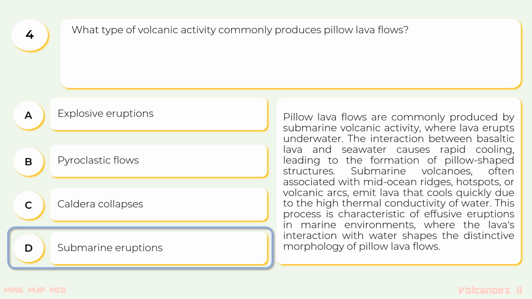The interaction between basaltic lava and seawater causes rapid cooling, leading to the formation of pillow-shaped structures. Submarine volcanoes, often associated with mid-ocean ridges, hotspots, or volcanic arcs, emit lava that cools quickly due to the high thermal conductivity of water. This process is characteristic of effusive eruptions in marine environments where the lava's interaction with water shapes the distinctive morphology of pillow lava flows.